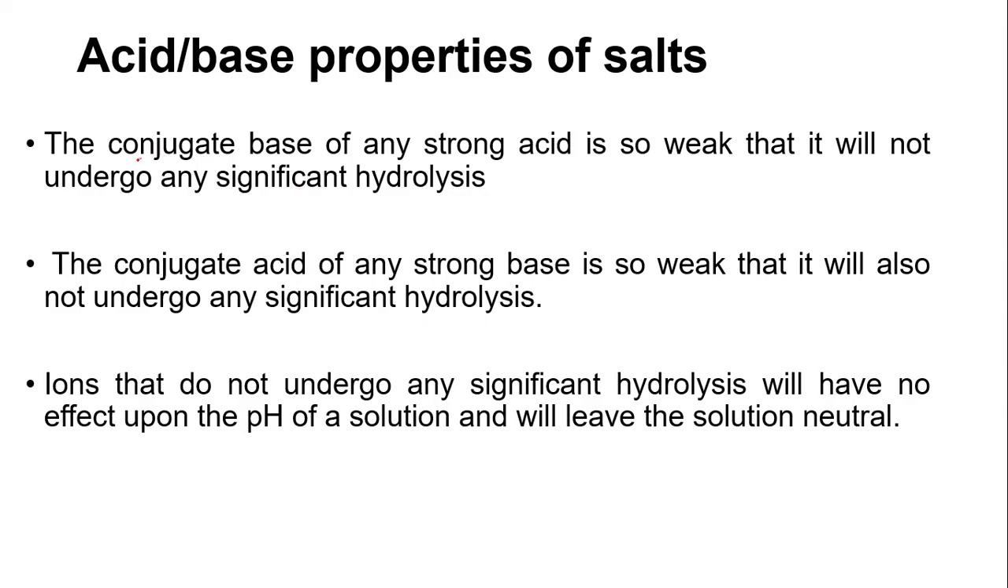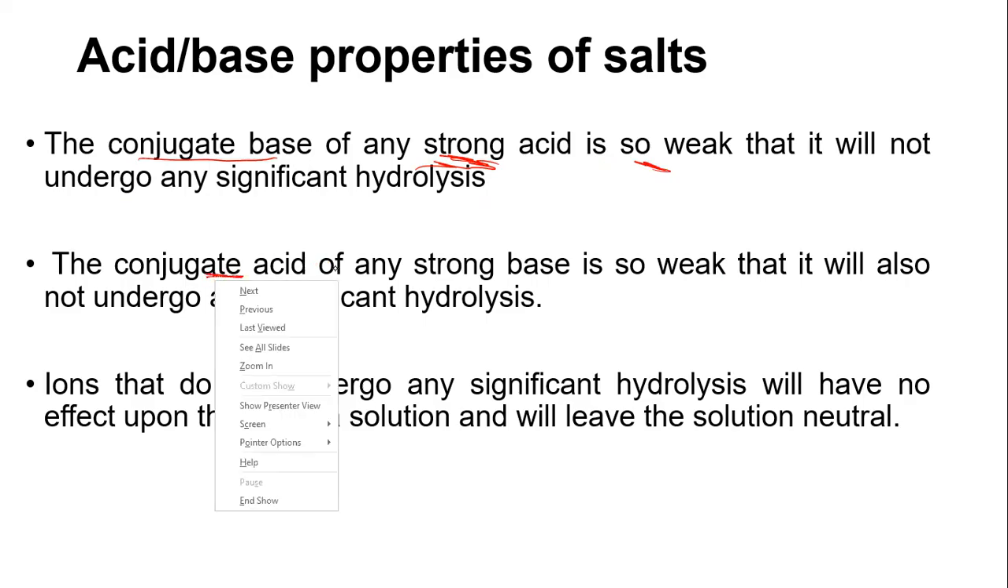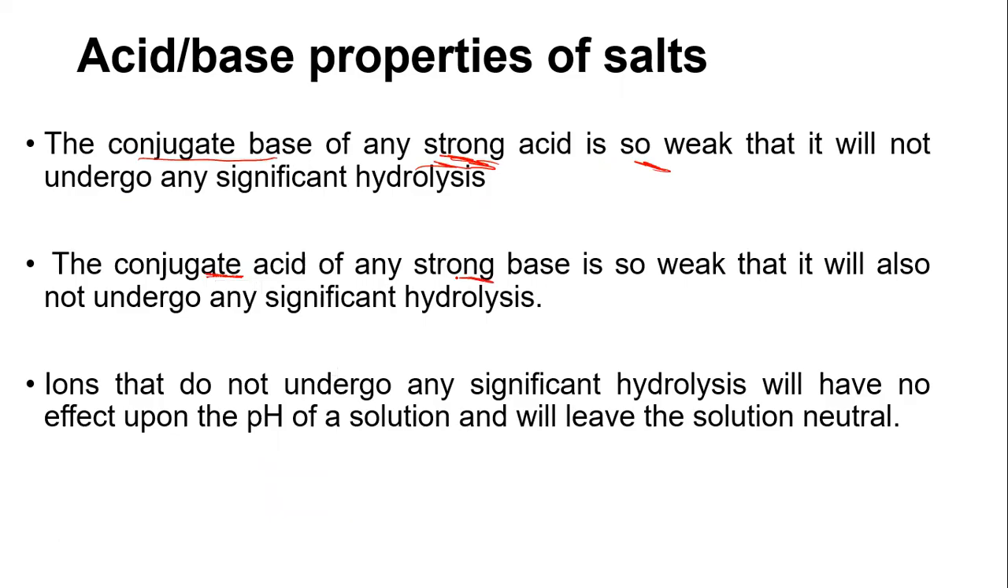So the conjugate base of every strong acid is weak. Because it's weak, it will not undergo hydrolysis. In the same way, the conjugate acid of a strong base is also weak and will not undergo hydrolysis. Ions that do not undergo any significant hydrolysis will have no effect upon the pH of a solution and leave a neutral solution.